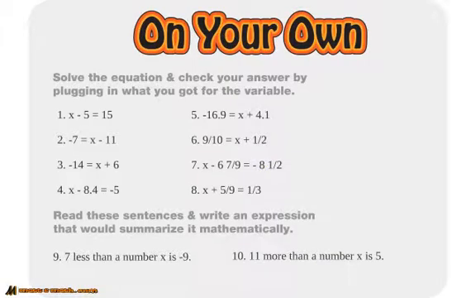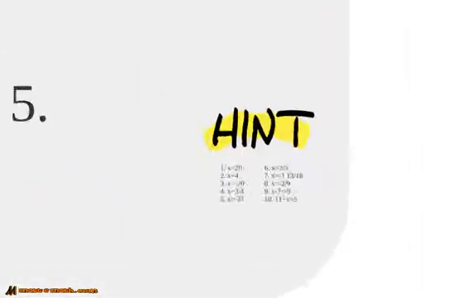Why don't you read these sentences, and why don't you try and see if you can summarize them and write an expression mathematically with it. 7 less than a number x is -9. And by less than a number, I don't mean the alligator thing. I mean actual like subtraction. All right, how you doing? Figuring it out? I bet you are. Well, here are your hints and your answers.